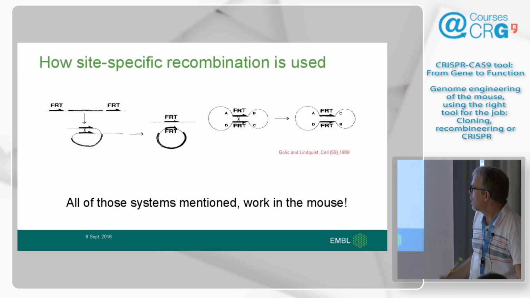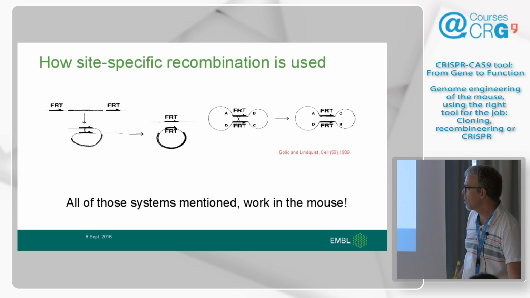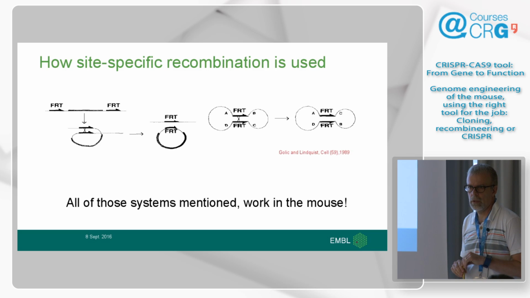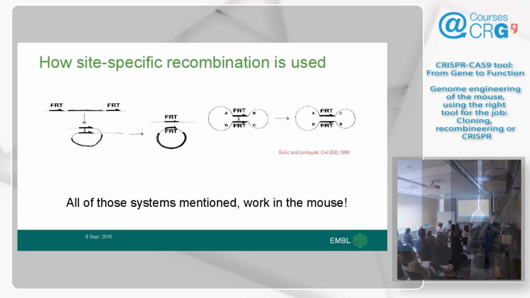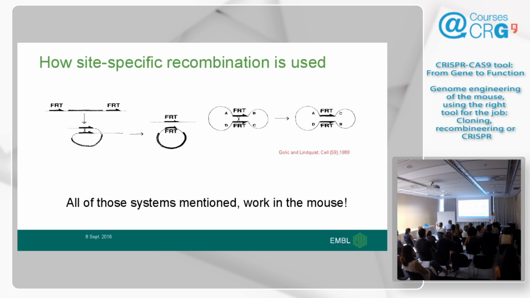Okay. The important thing is all these systems work in the mouse. They work. I don't know if there's been a creature they've been tested in yet that they don't work in. It's pretty amazing, actually. The efficiency, is it these days the same, or is Flp still worse than Cre? I think Flp is still worse than Cre, yeah. But it's still usable.